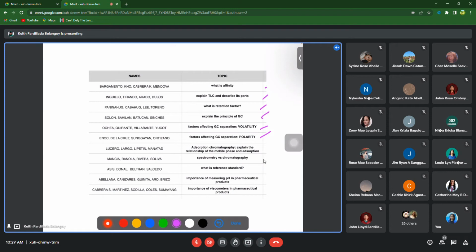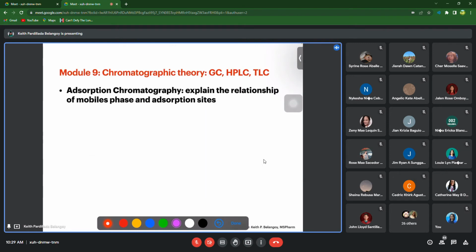Okay, let's go to the next group. Lucero, Largo, Lipitan, and Manhattan. They're asked to explain adsorption chromatography, and to explain the relationship of the mobile phase and adsorption sites. Okay. So, before we go to the theories, can you tell us about adsorption chromatography?